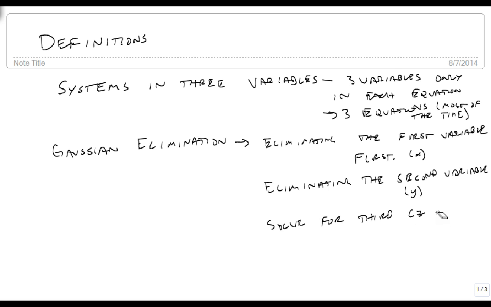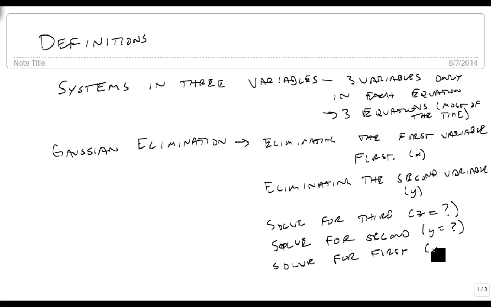So now we'll have a z equals something. And then we'll solve for the y, solve for the second, and we'll get a y equals something. And then we close by solving for the first. So we get an x equals something. So Gaussian elimination is specifically eliminate x's, then eliminate y's, then solve z, solve y, solve x.